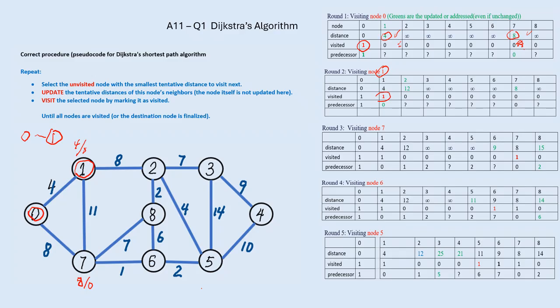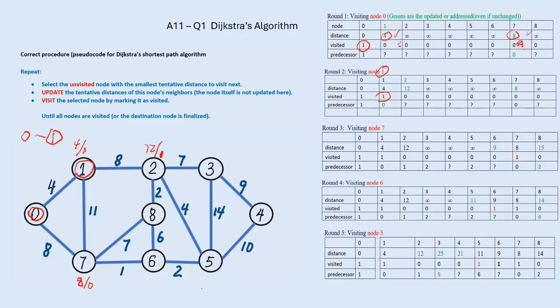So each time, now node 1 has 2 neighbors. This one, number 2, you get 12. Are you visiting number 2? No, you're not visiting number 2. From 1, you're updating number 2's distance. And also you're updating number 7. So 7, you will have this. It's still 8, right? It's unchanged. So this is 12, and 7 is this.